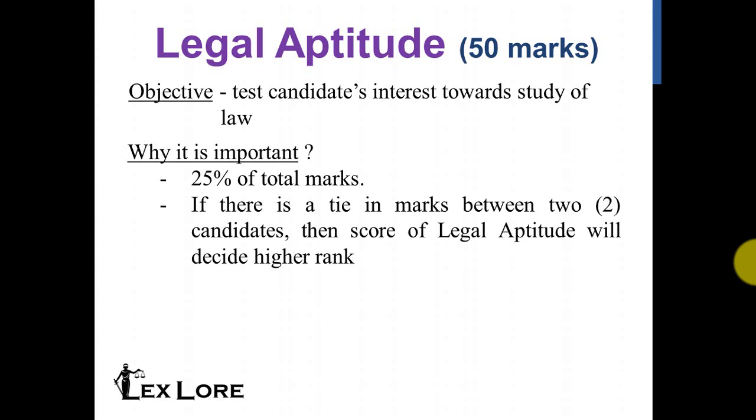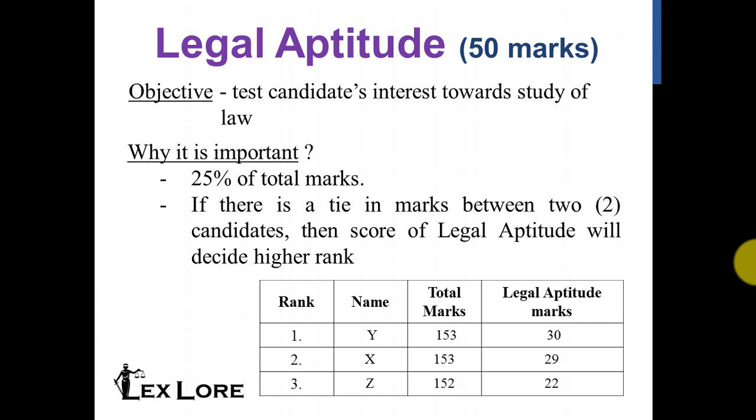Now, to get a better understanding, let us understand with this table. Suppose here Mr. Y and X both got 153 marks out of 200. Now they both are on the same footing, but you see here the legal aptitude marks of Y is greater than X by only 1 mark.